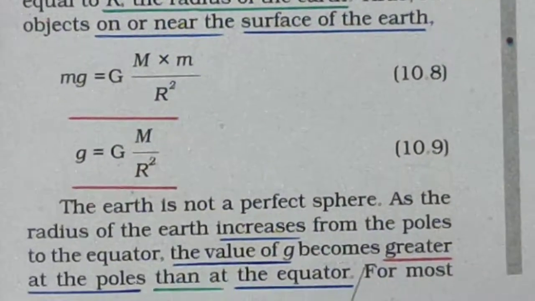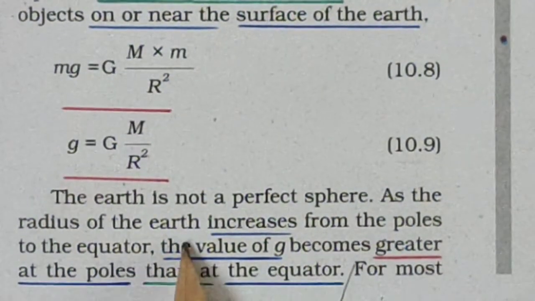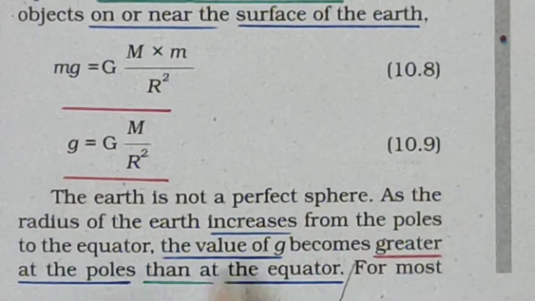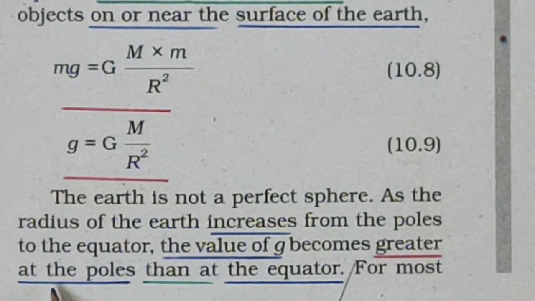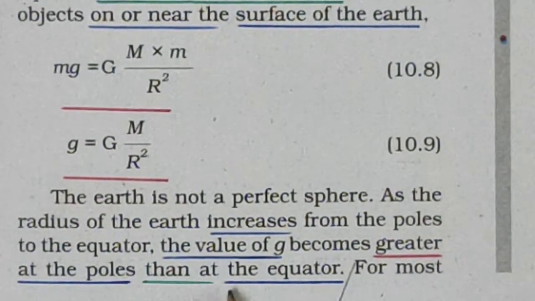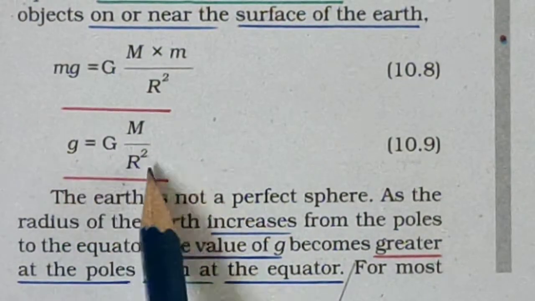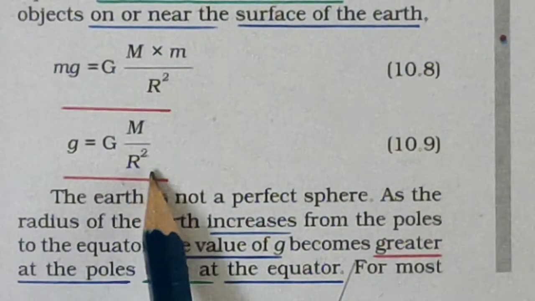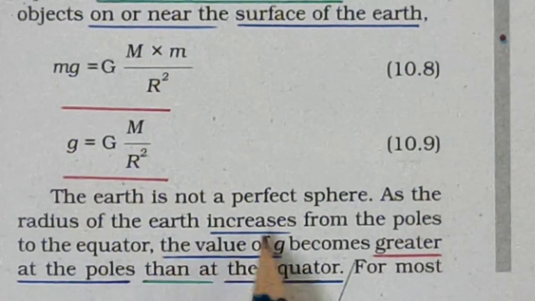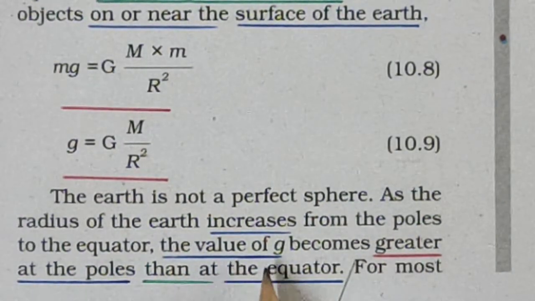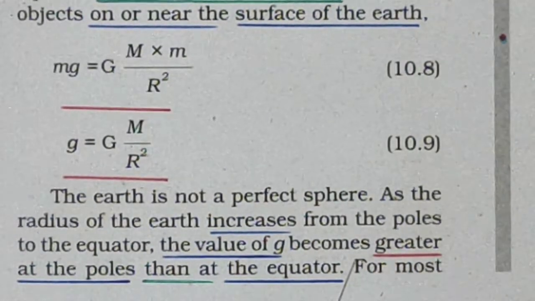The earth is not a perfect sphere. As the radius of the earth increases from the poles to the equator, the value of g becomes greater at the poles than at the equator, because as the radius increases, the gravity becomes less, because the R is in the denominator.